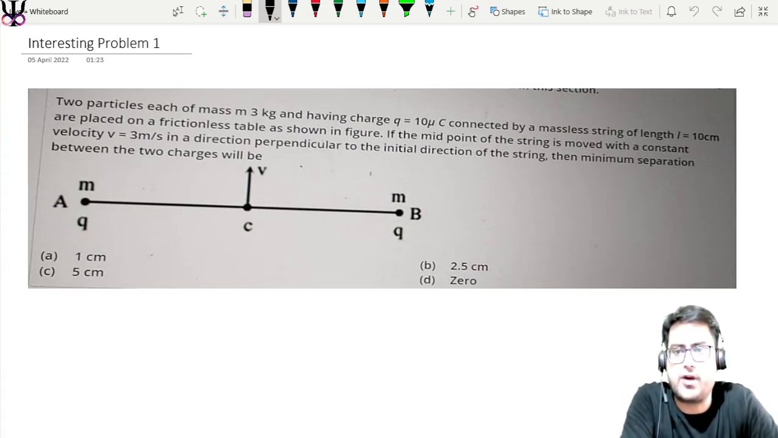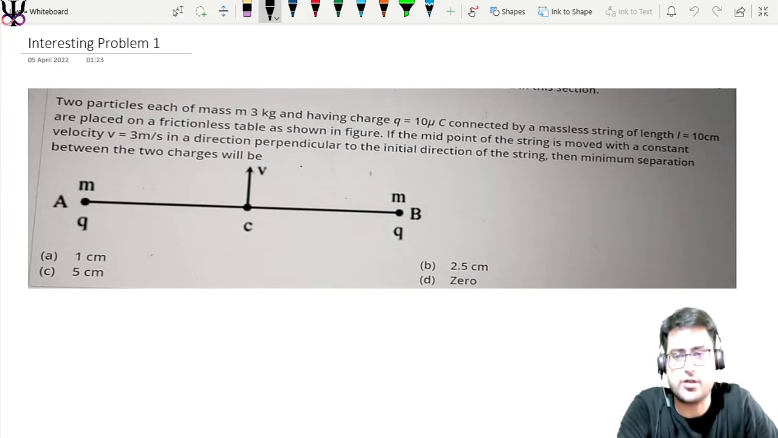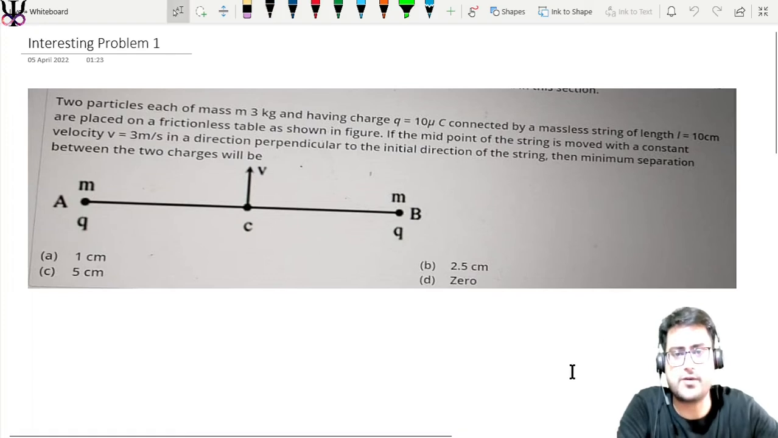Two particles, each of mass 3 kg and having charge q of 10 microcoulomb, connected by a massless string of length L equals 10 centimeter, are placed on a frictionless table as shown in the figure. If the midpoint of the string is moved with a constant velocity of v equals 3 meter per second in a direction perpendicular to the initial direction of the string, then the minimum separation between the charges will be what? That's what the question asks.